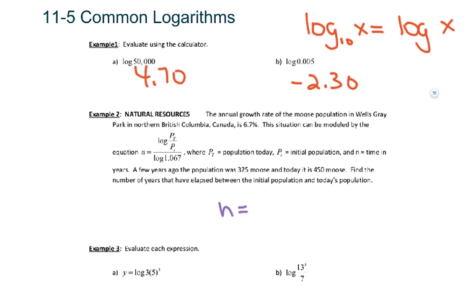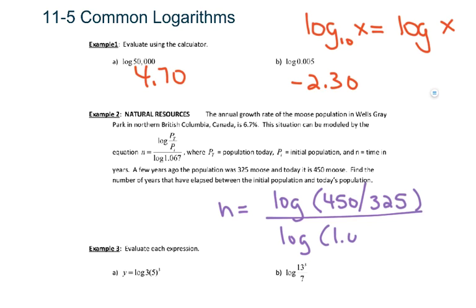So the number of years is the log of today's population divided by the initial population, divided by the log of 1.067. And you really just need to plug that into your calculator verbatim. And my calculator spits out approximately 5. It's like 5.02. So because it's a number of years, we're just going to call it 5 years.